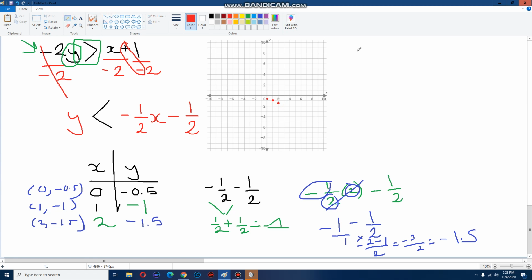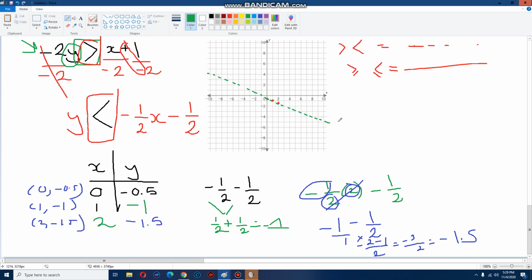How do we connect it? Again, same old rules. Less than or greater than, dotted line. Less than or equal to, greater than or equal to, straight line. This looks like a less than sign, which means a dotted line. I don't have a ruler, so please use a ruler when you do this for real. Connect these dots. There we go.